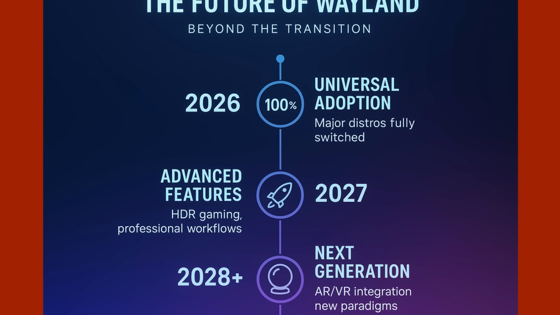GUI, from single tasking to multitasking operating systems, from dial-up to broadband internet. These transitions are always messy in the middle, but they're necessary for progress. What's different about the Wayland transition is how gradual it's been. Unlike some technology shifts that happen overnight, the Linux community has taken a decade to get this right.